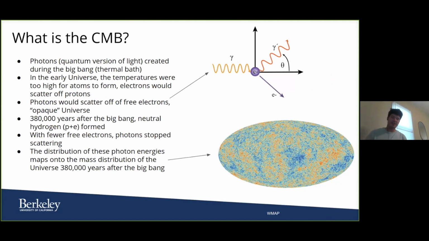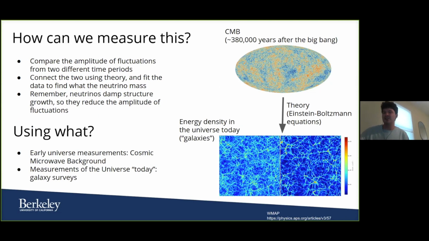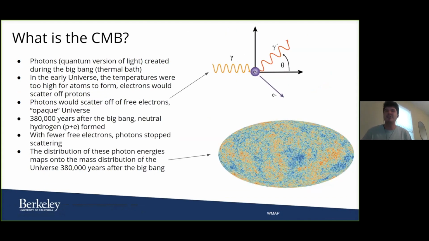I'm assuming that people are familiar with galaxies and have a good intuition about, say, there being more galaxies here and fewer galaxies in this void and that kind of idea. But I'm also assuming that not many people know about the cosmic microwave background, so I wanted to have a quick slide to explain what that is.